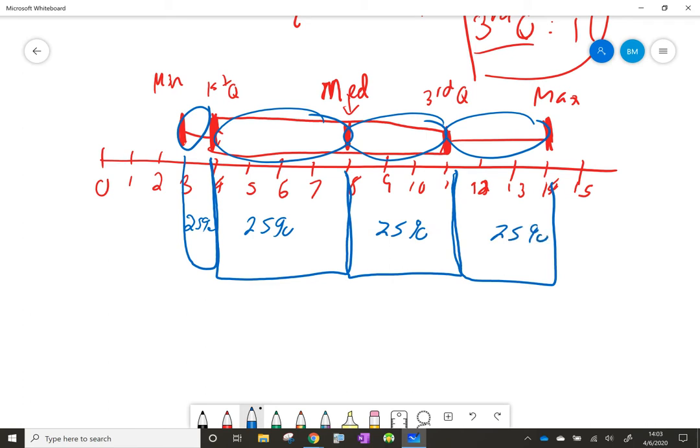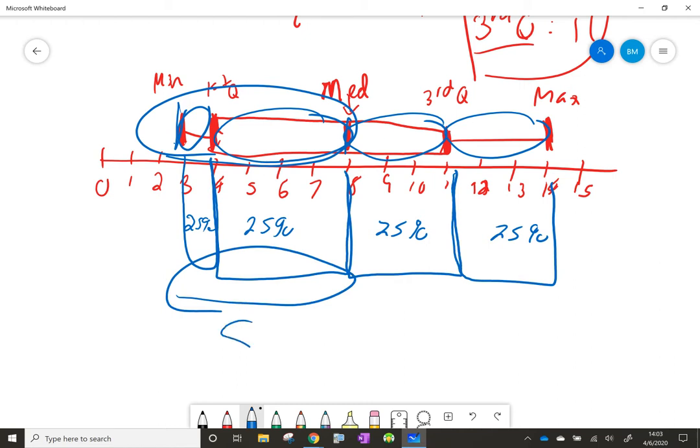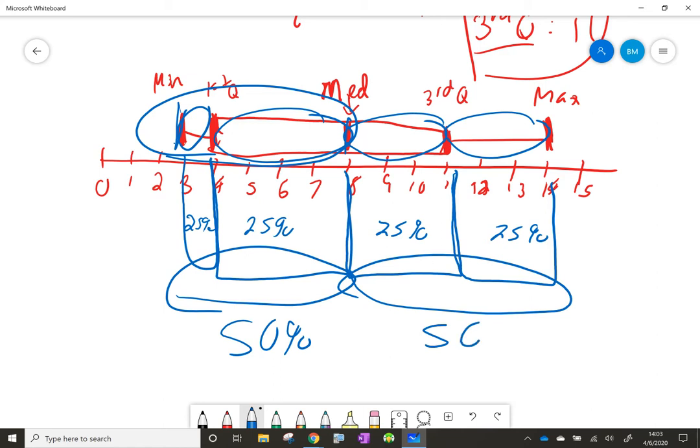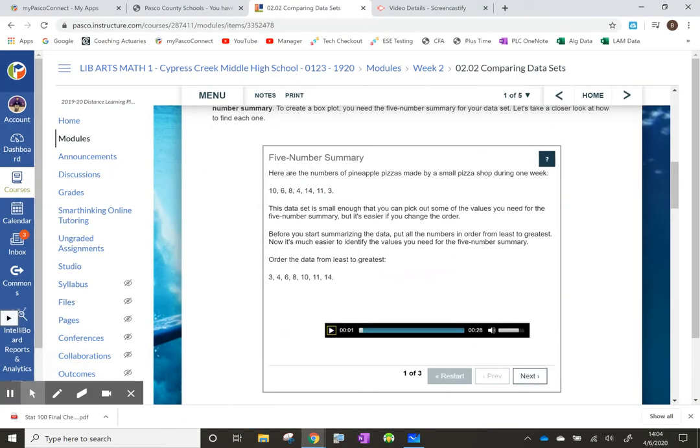So what that essentially means is that if you took the minimum to the median, that would be 50% of all your data values. And obviously the last 50% is from the median to the max. I'll explain this more as we go if this is confusing, but it's very important to remember that 25% of the data is inside each quadrant, or each little section between them. But like I said, I will explain that more as we go.